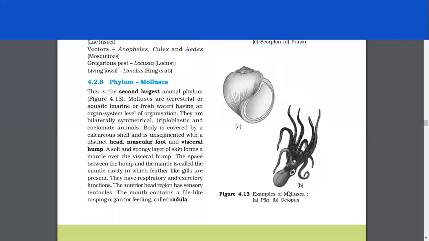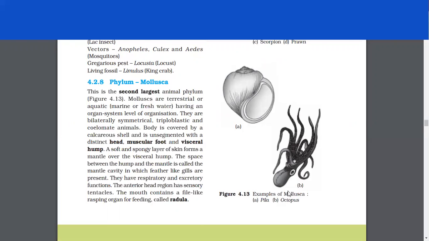Phylum Mollusca. This is the second largest animal phylum. Mollusks are terrestrial or aquatic, having an organ system level of organization. They are bilaterally symmetrical, triploblastic, and coelomate animals. Body is covered by a calcareous shell and is unsegmented with a distinct head, muscular foot, and visceral hump. A soft and spongy layer of skin forms a mantle over the visceral hump.